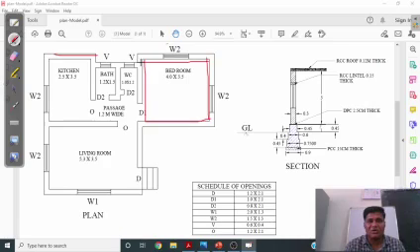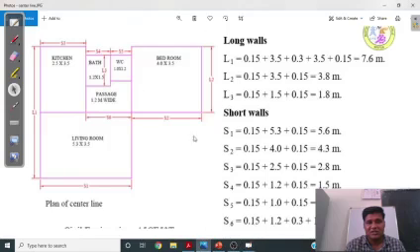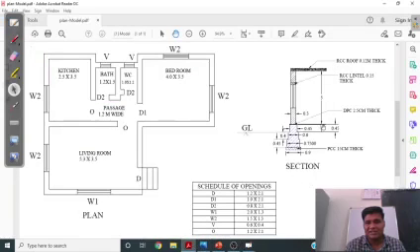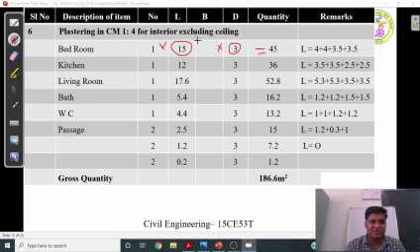So I am going to add the perimeter of this rectangle. So 4 plus 4 plus 3.5 plus 3.5 will come to 15 meters, the total length, and the height of the plastered surface will be the wall height, that is 3 meters. There is only one bedroom. 1 into 15 into 3 will give me the quantity of 45 square meters.